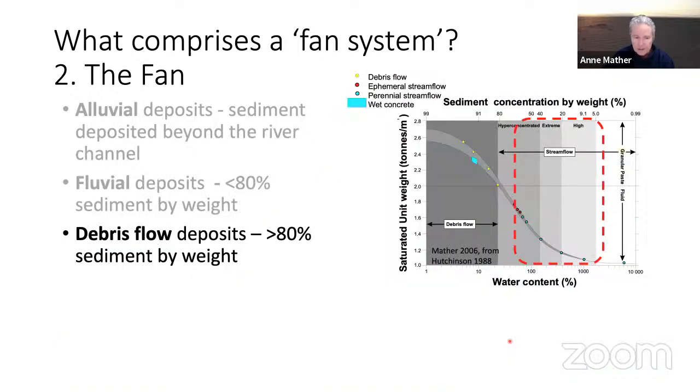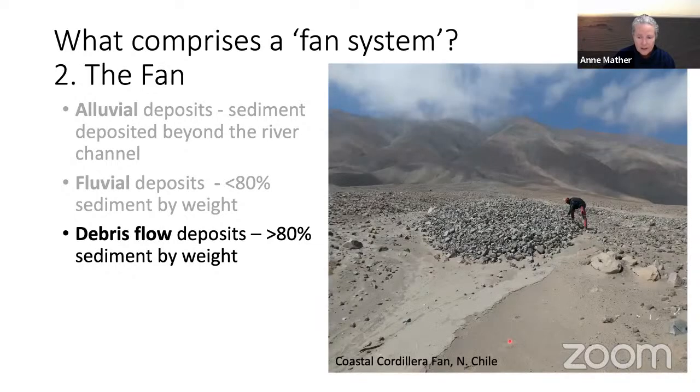Debris flows can also make up a significant proportion of a particular fan, or the entirety of that fan, usually the smaller fans. They tend to have a higher amount of sediment in relation to the water, so typically we're looking at more than 80% sediment by weight. Here's a nice example from the coastal Cordillera in northern Chile. This is the distal end of a flow lobe, and you can see how it's come to a stop as the fines and water have drained out the end of that lobe.